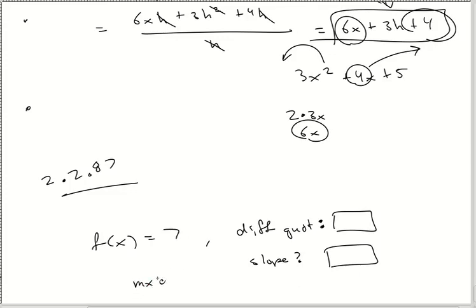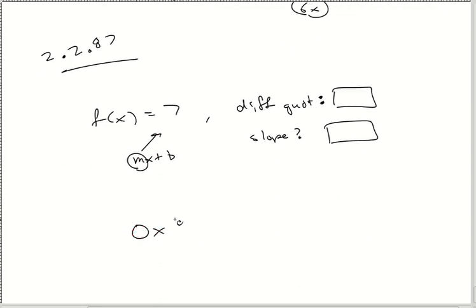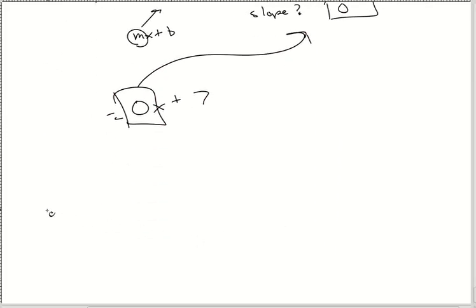Remember, mx plus b. I'm looking for that m right there. So what's the slope? There's no x. It's 0x plus 7. That's what it is. So my slope is a 0. 0. That's your answer. Last question.